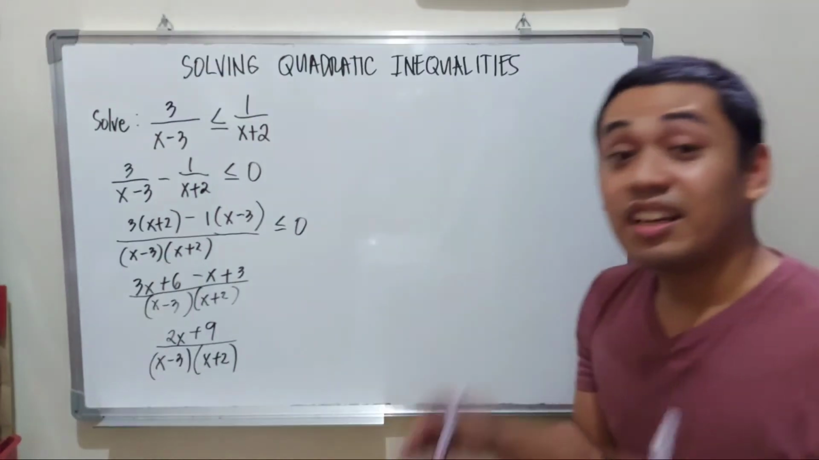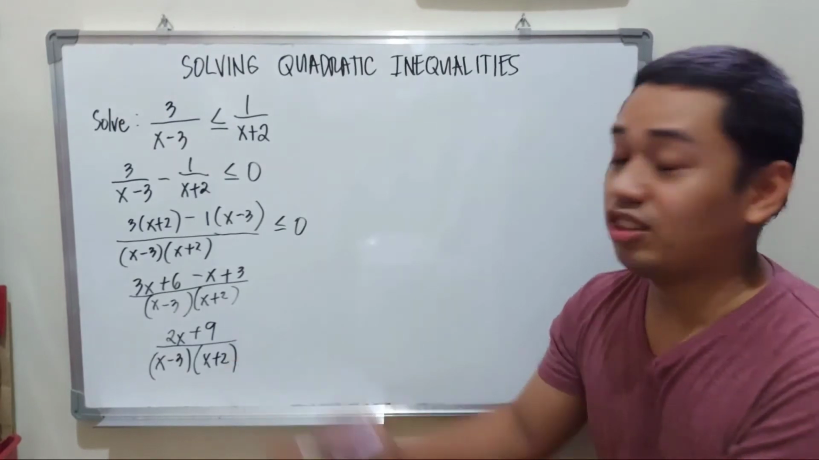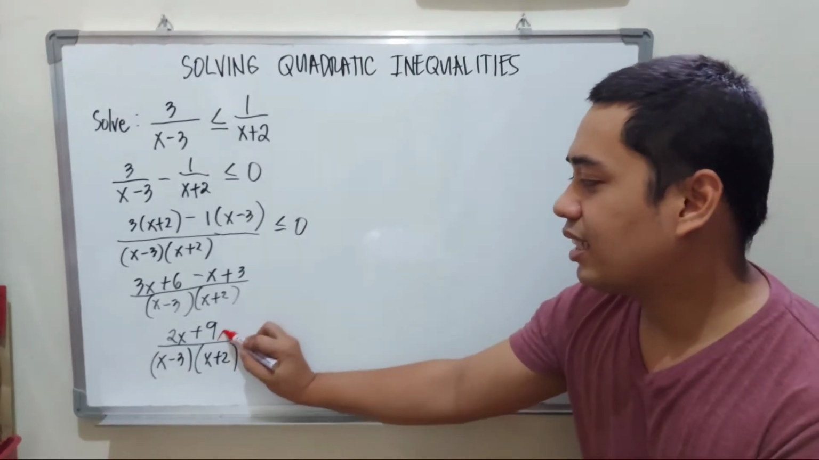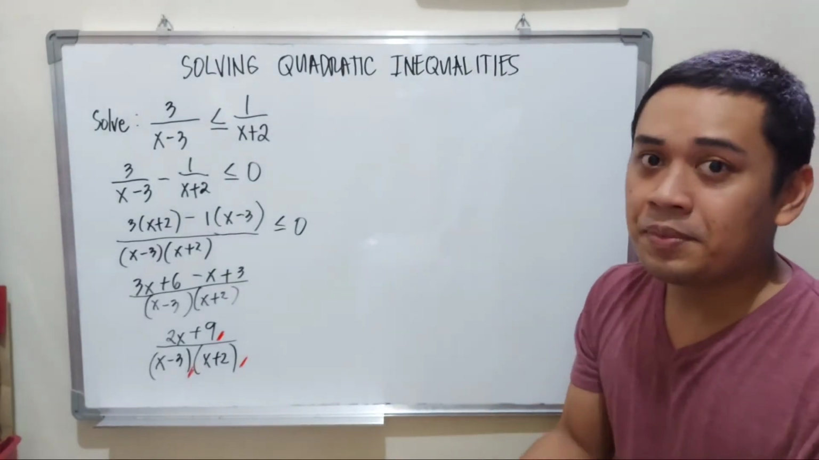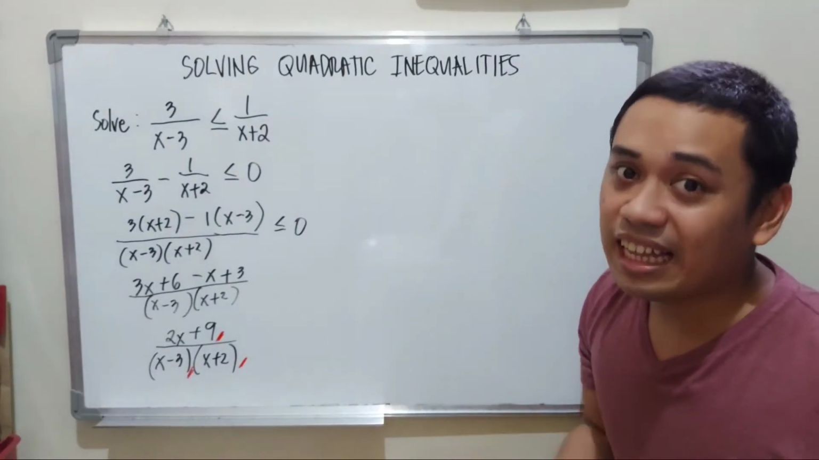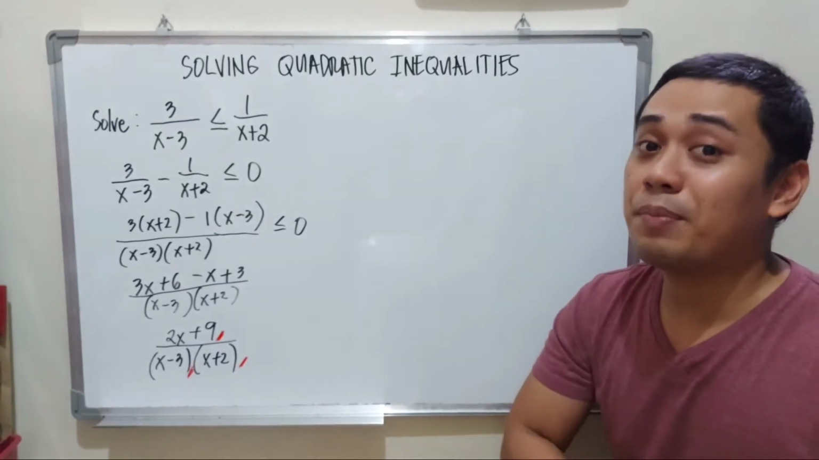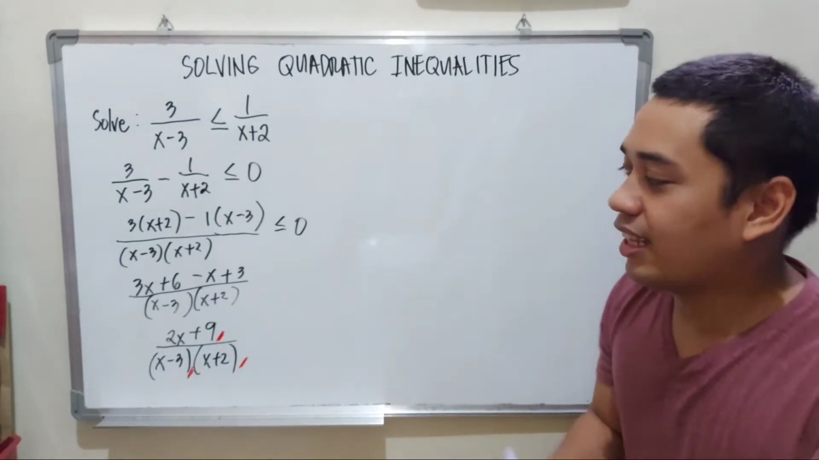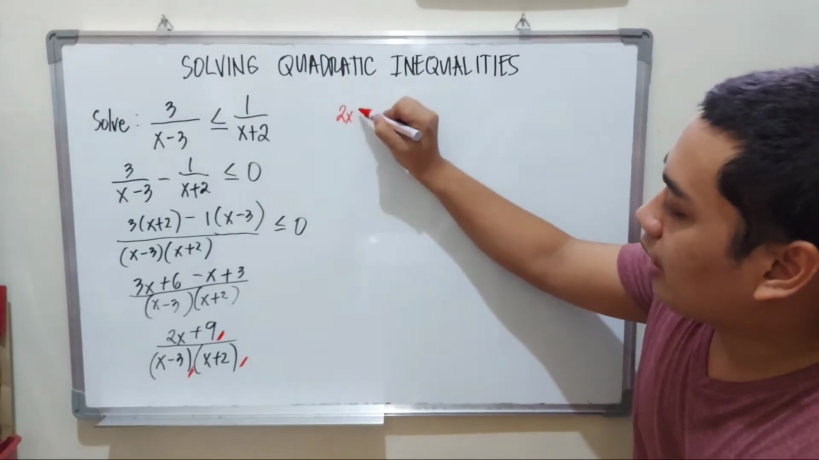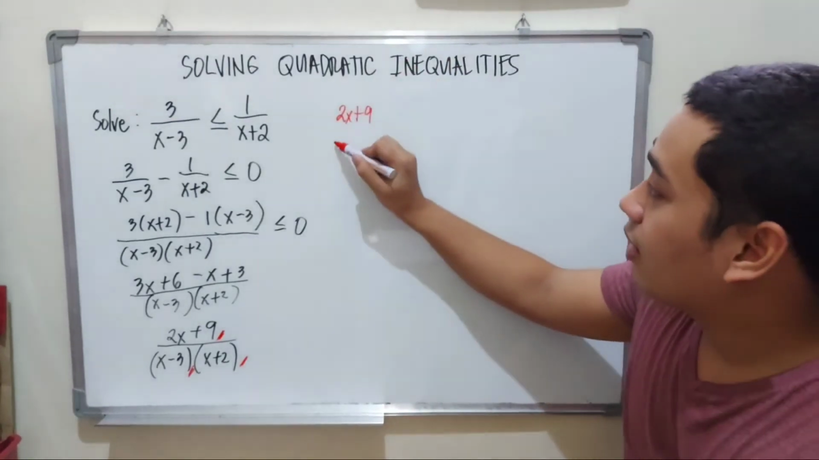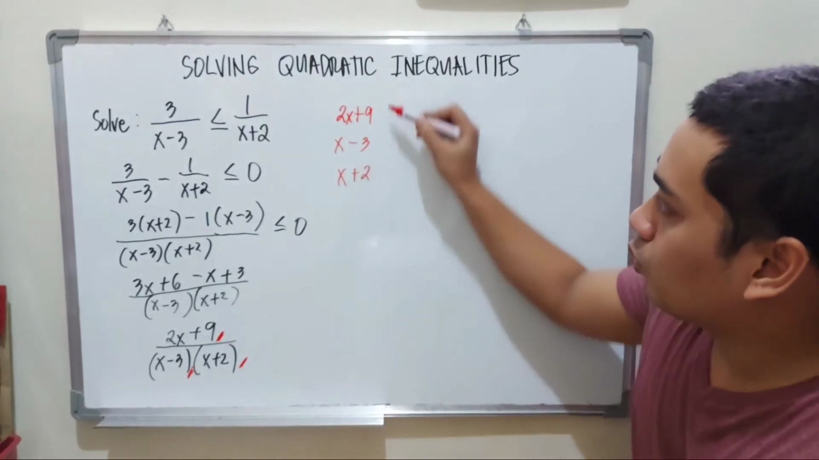Then next, we should be able to prepare a sign graph for these three factors na meron tayo. Since naging rational siya, at the same time, sa pag-simplify natin, kailangan natin kuhanan ng zeros lahat ng mga possible factors na na-found out natin. So, preparing a sign graph for 2x plus 9, x minus 3, and x plus 2.